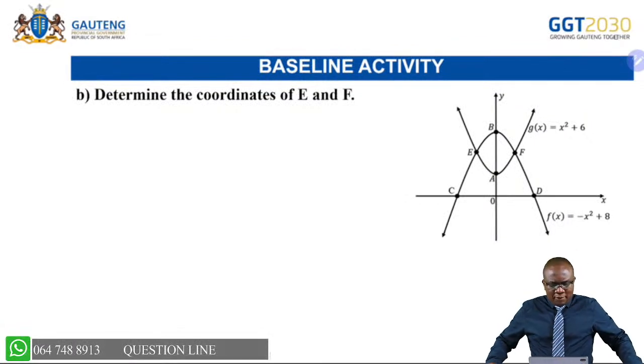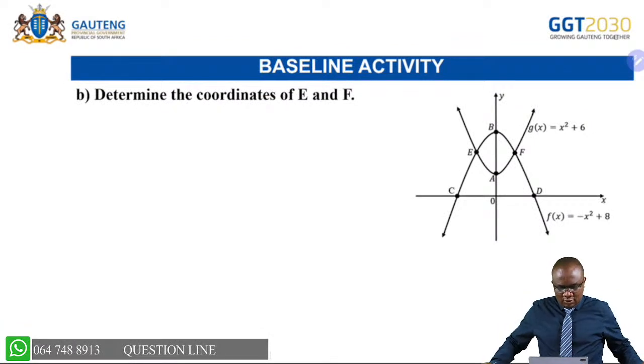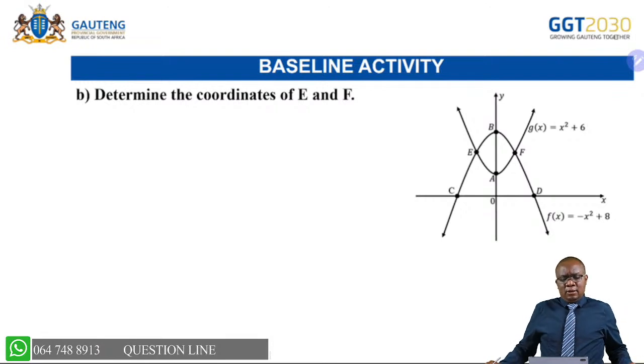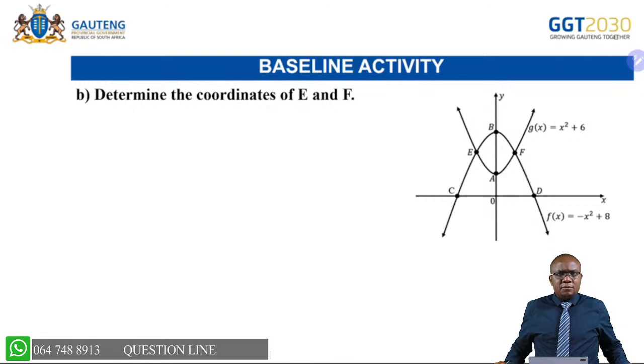I really hope you managed to do the question. Did you manage? What are the coordinates of E and F? Again, ask yourself these questions. What is point E? What is point F? These are points of intersection. This is where the 2 graphs meet. At the points of intersection, the 2 graphs are equal.